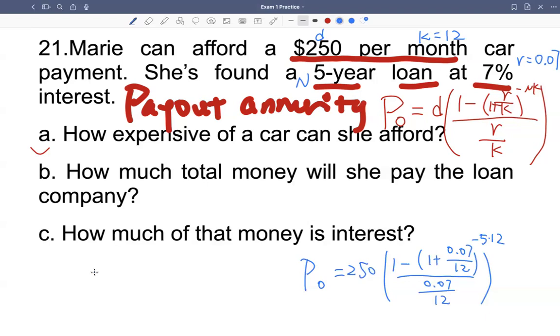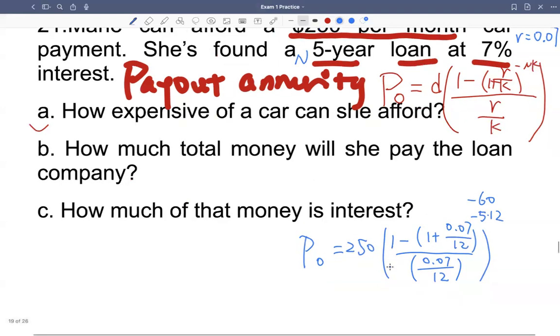If you are not able to put everything in one shot, I can do it step by step, right? I press into the calculator 0.07 divided by 12 to get a number, and then add 1 to it. Then raise it to negative 5 times 12, which is negative 60. Then subtract that number from 1, then divide by this number. So I calculated 0.07 divided by 12 first.